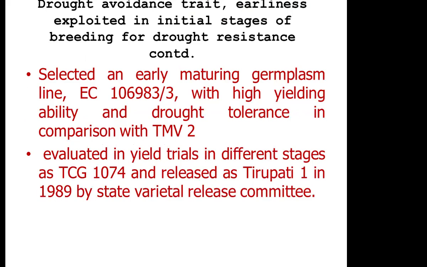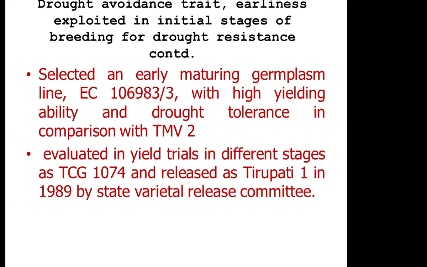And as I said, this is the 1704. It is a selection from germplasm line EC 106983/3. And just why I am explaining all this is, you can learn from here how the breeding program has progressed from initial stage to later. Now the full form is at RRS Tirupati. This line is a selection compared to TMV2. It was released in 1989 as Tirupati 1.